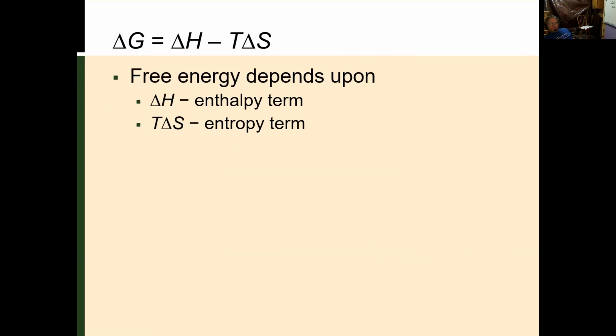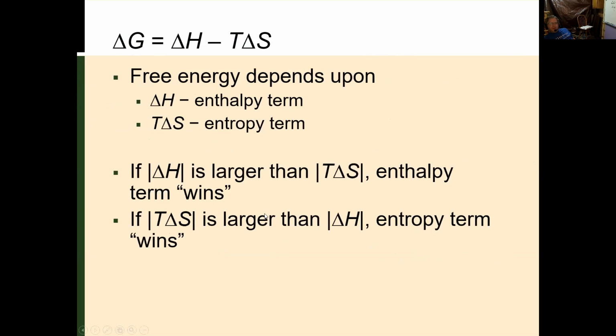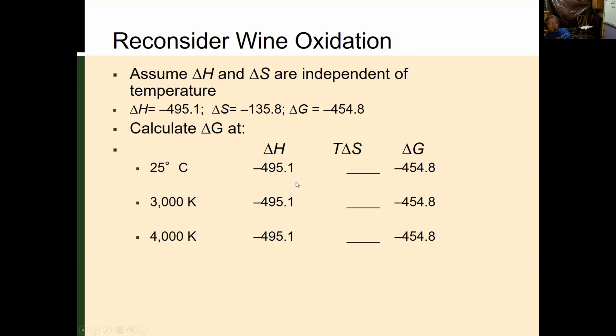Okay, so the free energy depends on the enthalpy term and the entropy term, and you can see whether something is going to be entropy or enthalpy dependent. Here's an example. Wine is exposed to air. The ethyl alcohol is oxidized. You can look through the reaction of that and do that on your own. Here we find the changes and we calculate delta G at different temperatures. Notice the delta H is pretty much the same, so the T delta S term is going to be different for these.